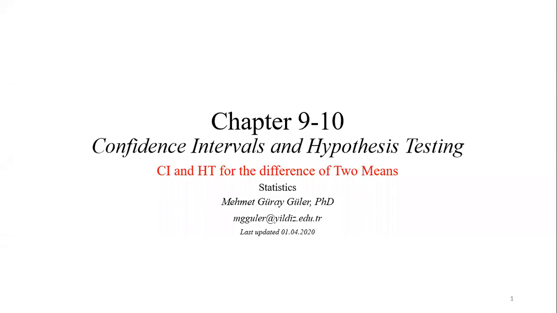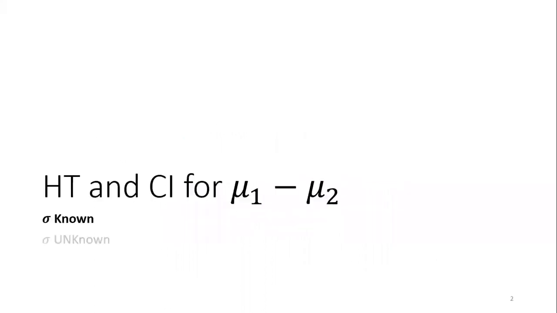Okay, hello everyone. In this video, we will talk about confidence intervals and hypothesis testing for two means, especially for the difference of two population averages. So we will first talk about hypothesis testing and confidence intervals for mu1 minus mu2 when sigma is known.